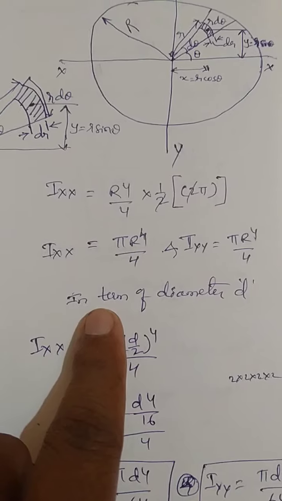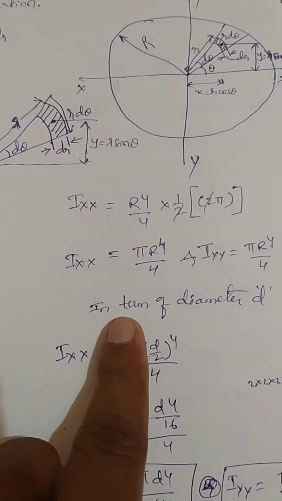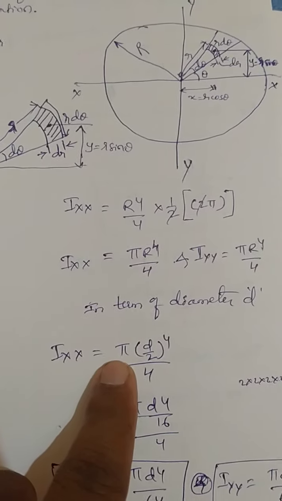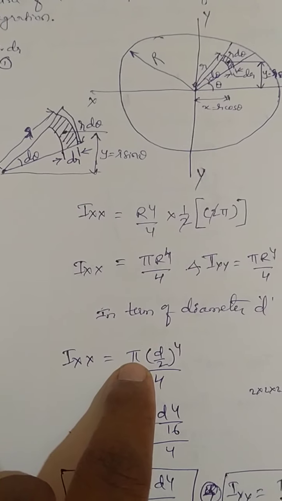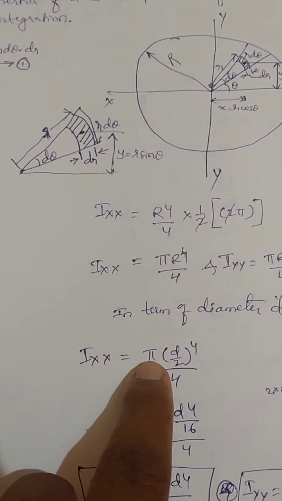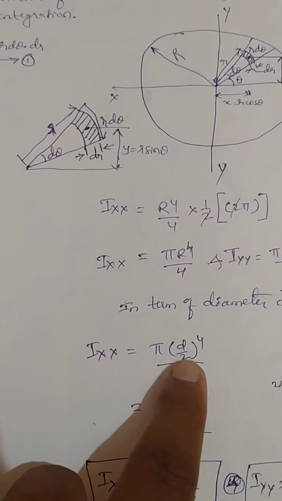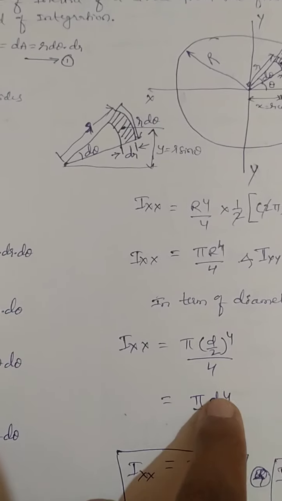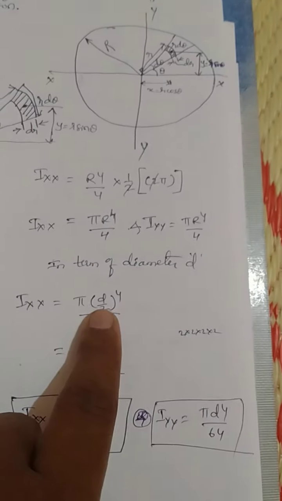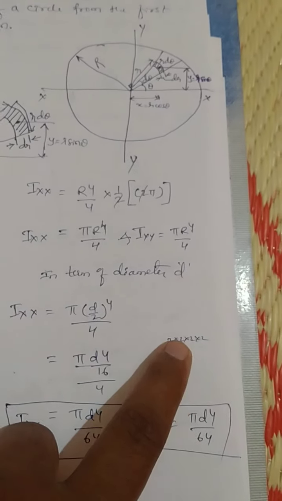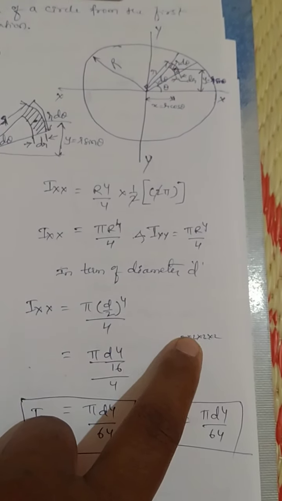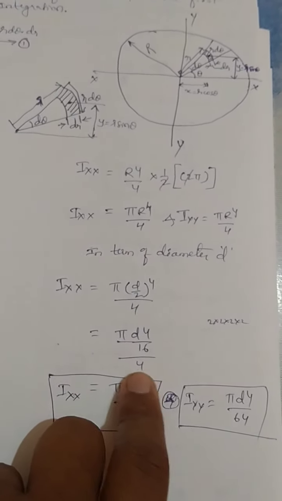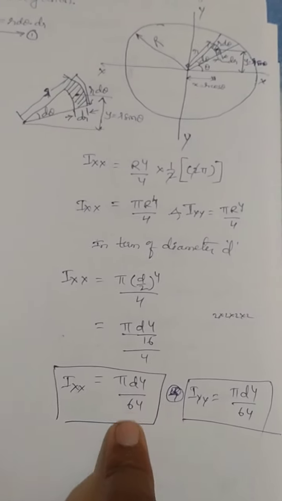If I want to write Ixx and Iyy in terms of diameter, then the formula will be: Ixx is equal to, in place of r, since radius is nothing but diameter by 2, d by 2 raised to 4 divided by 4, into pi. Now pi into d raised to 4, where 2 raised to 4 is 2 into 2 into 2 into 2, 4 times, which is 16. So pi d raised to 4 divided by 16, whole divided by 4. So 16 into 4 is 64. So pi d raised to 4 divided by 64.